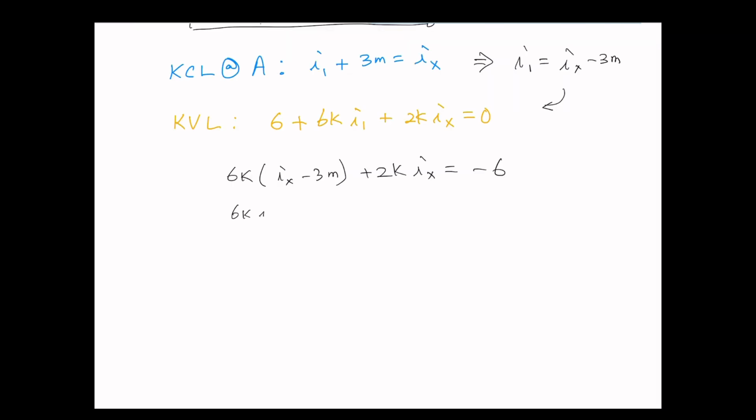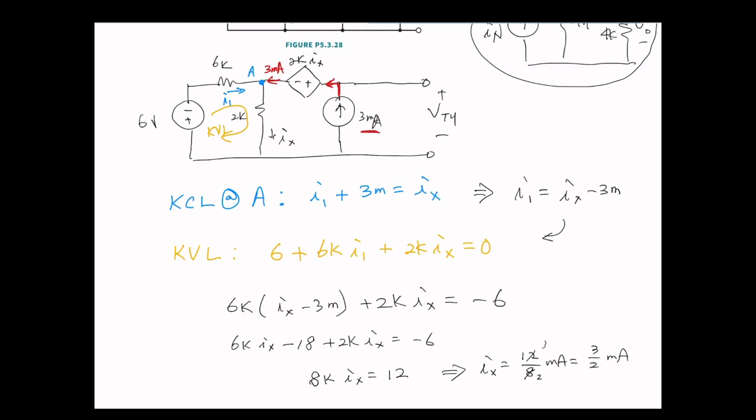6K I sub X minus 18 plus 2K I sub X equals negative 6. 2K plus 6K, 8K I sub X equals negative 6 plus 18, positive 12. From here, I sub X equals 12 over 8 milliamps. That is 3 over 2 milliamps. We found I sub X.